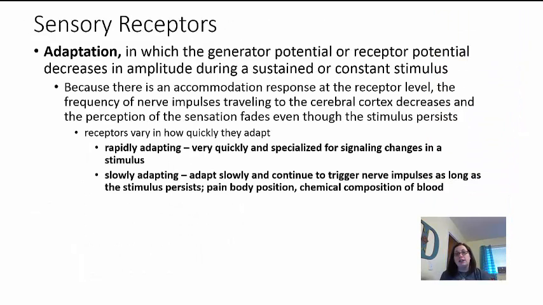Now, we've already talked a little bit about this adaptation process of receptors. I just want to reinforce this idea that adaptation is when the generator potential of a receptor, or the receptor's potential, decreases in amplitude during a sustained or constant stimulus. This is because it becomes accommodated to the response. So it's kind of like the cerebral cortex is like, hey, I already know you've told me this signal. It's not that big a deal. We'll take care of it. And some of them, again, adapt very quickly. They're rapidly adapting, where others are going to adapt more slowly. And again, it gives you some examples here. Okay, so you have the rapidly adapting versus the slowly adapting.